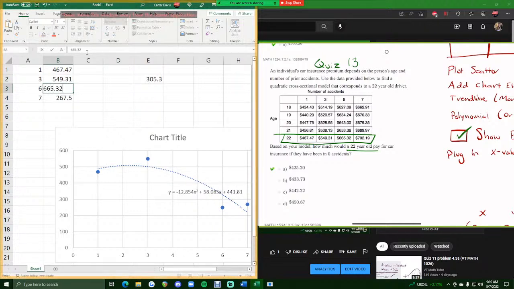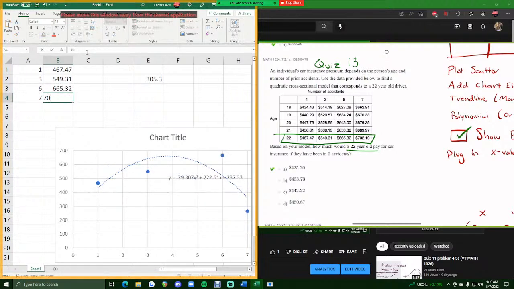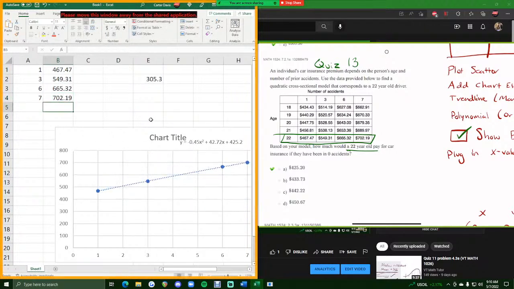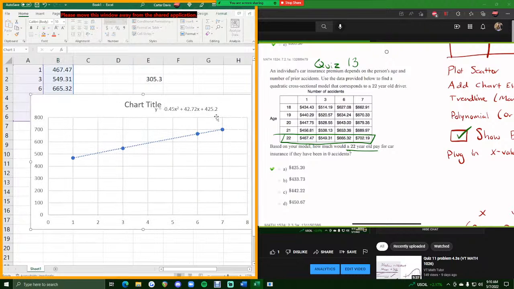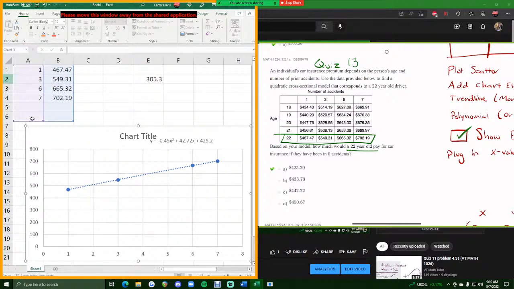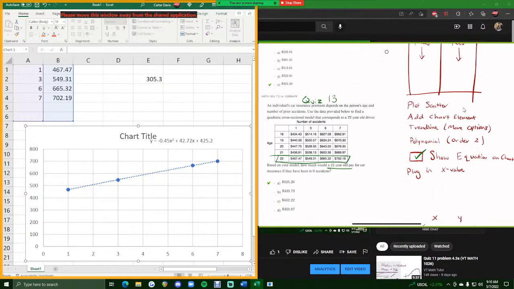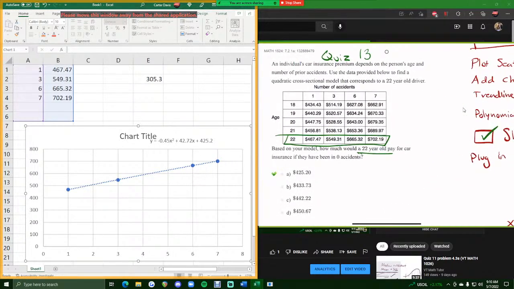665.32 and 702.19. And now hopefully it's changed it for us automatically, because we've kept this chart based on this information here. So they give us this information, and it's still the same process, mind you. So it's still all the same stuff with a polynomial of best fit.